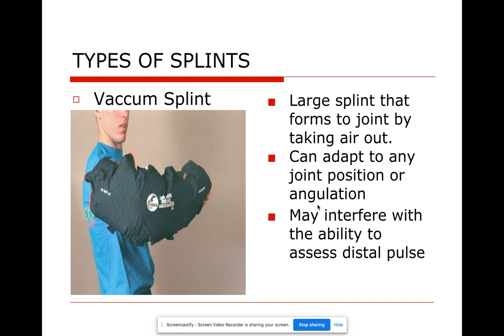It may interfere with the ability to assess the distal pulse just since they're so bulky. Let's say they fractured their radius here. It'd be a little bit hard to get the radial pulse down by the wrist. So just ensure that you put a little space so that you could reach in there and find the pulse. Super cool splint, but not something that we see in our setting.